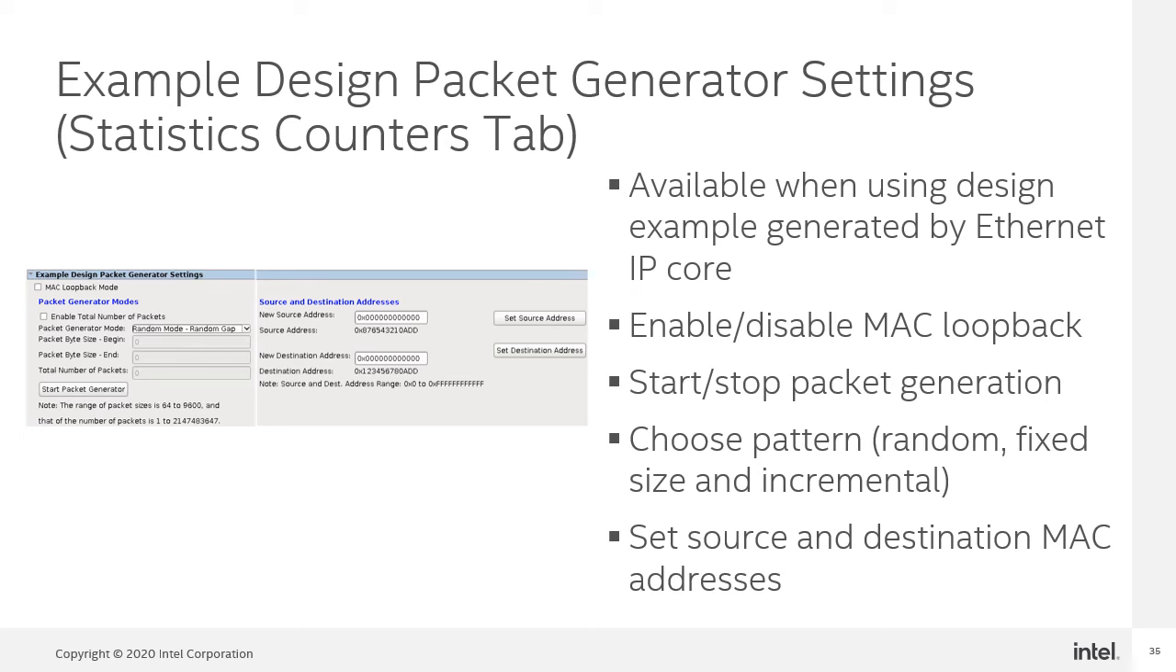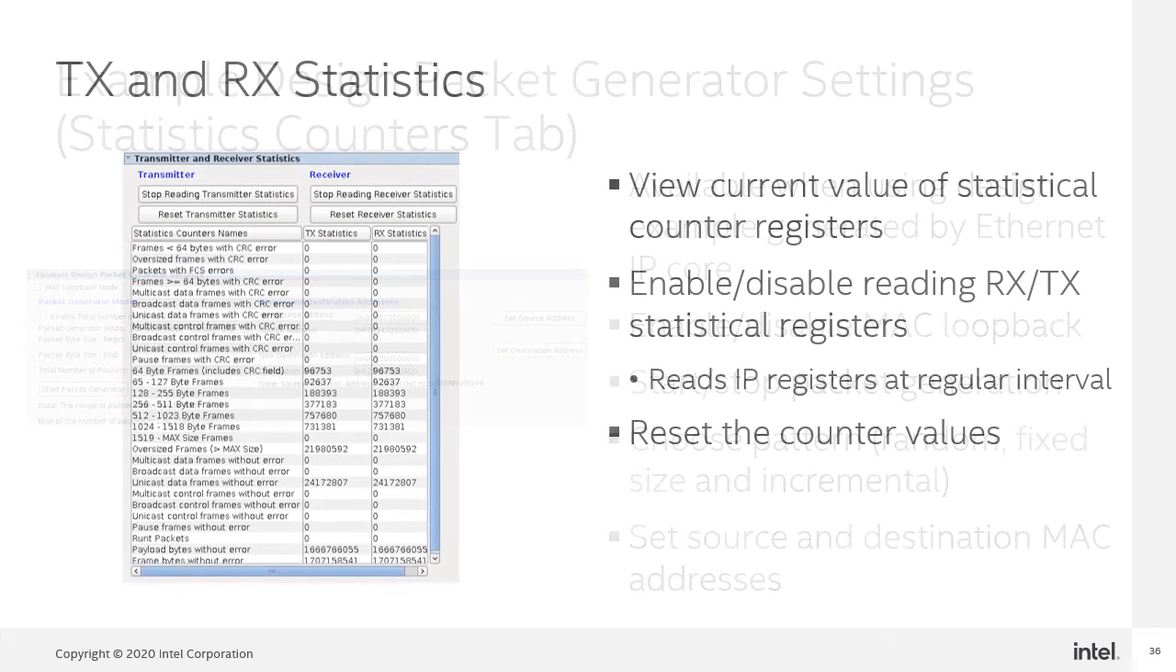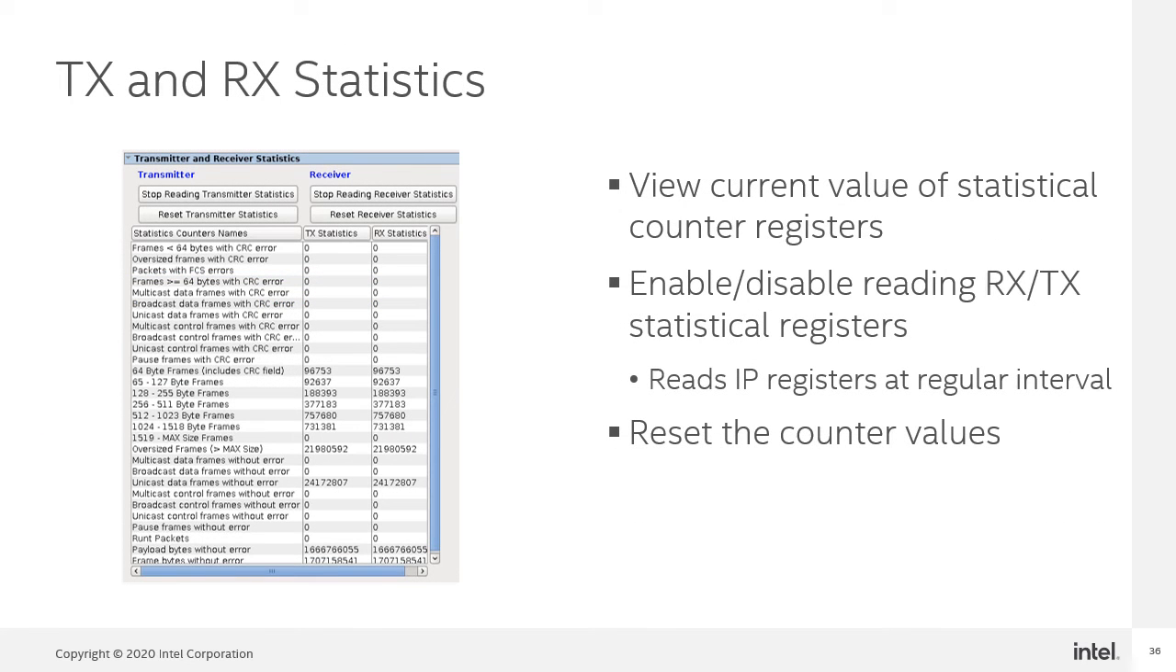On the right side, you can use the example design to program specific source and destination addresses to use for your debugging session, so you can dynamically adjust MAC addresses based on the link partner. The Transmit and Receive Statistics section displays the current value of the IP core's statistical counters registers. So instead of checking the hardware for issues, now you have visibility into the actual packets you are sending and receiving, so you can investigate based on that.